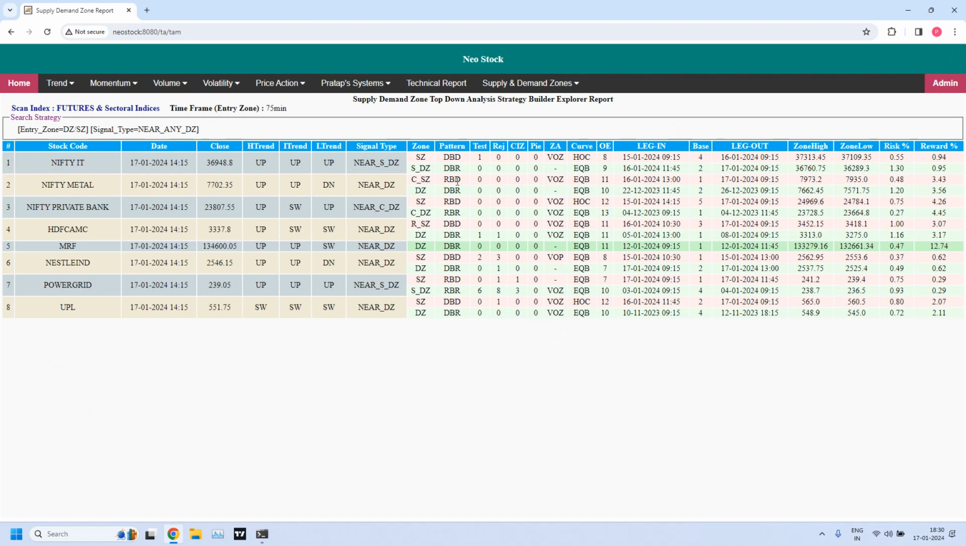Let us check high liquidity zones. This is the indices, Nifty IT. Nifty Private Bank is also indices high liquidity zone. And we have Power Grid, a high liquidity demand zone, 75 minutes demand zone. Already tested 6 times and 8 rejections. So you need to look for a fresh 15 minute zone because it is already tested several times.